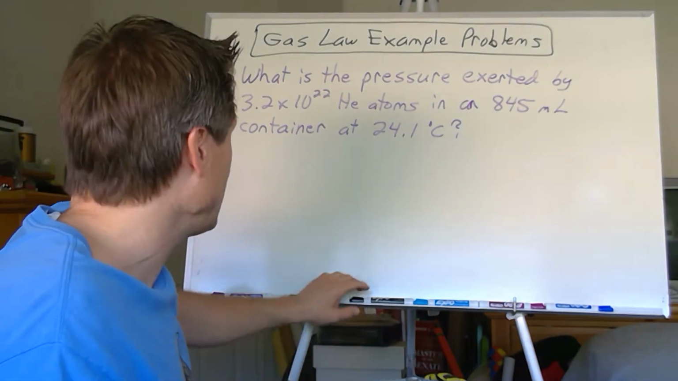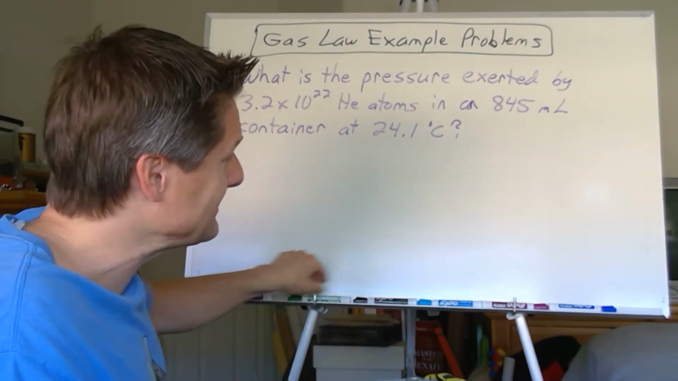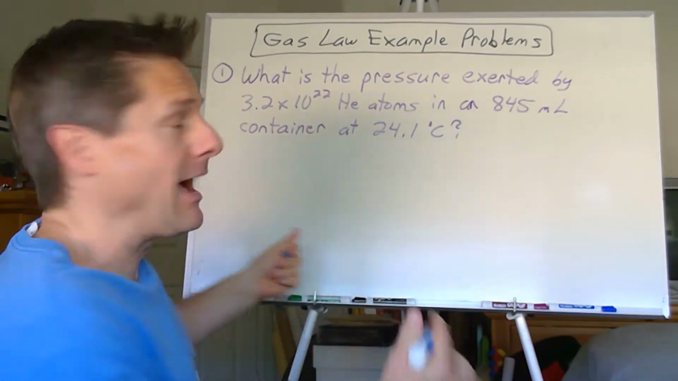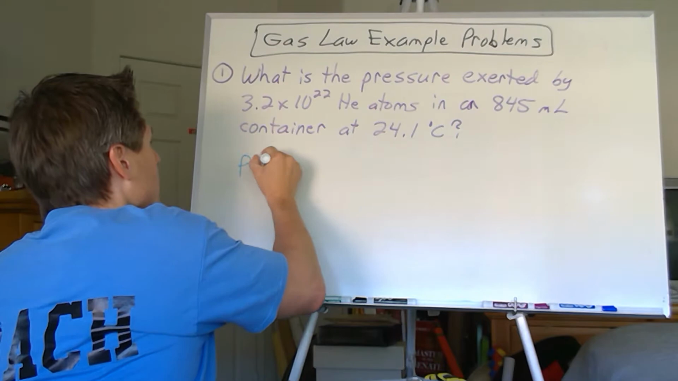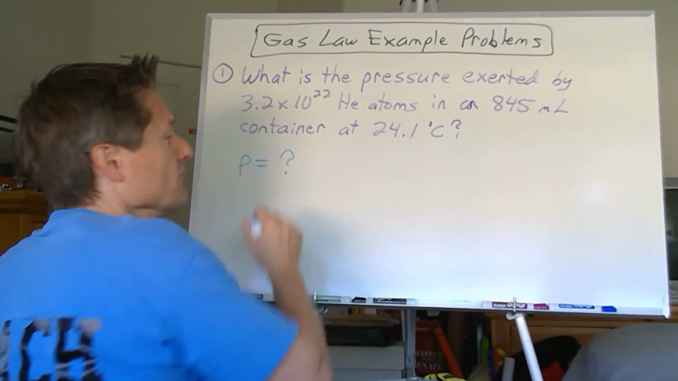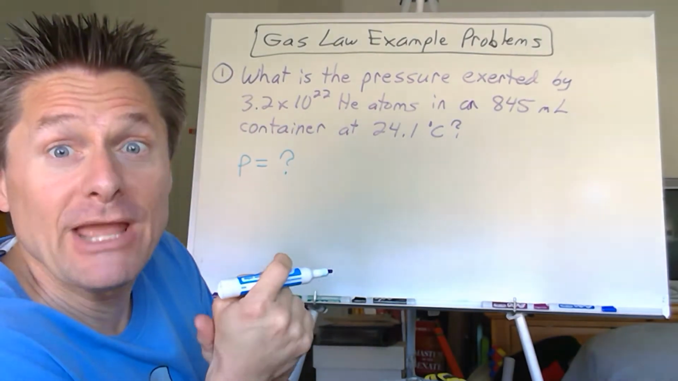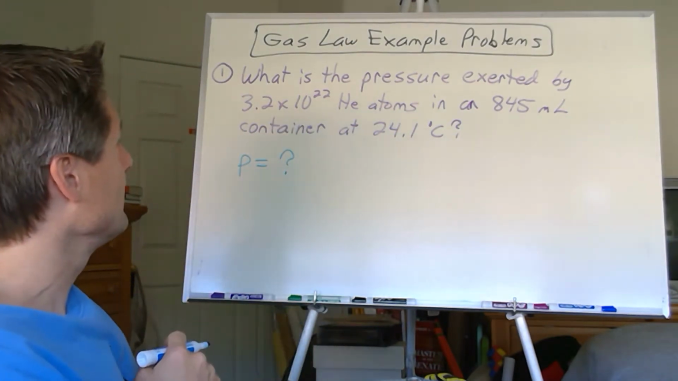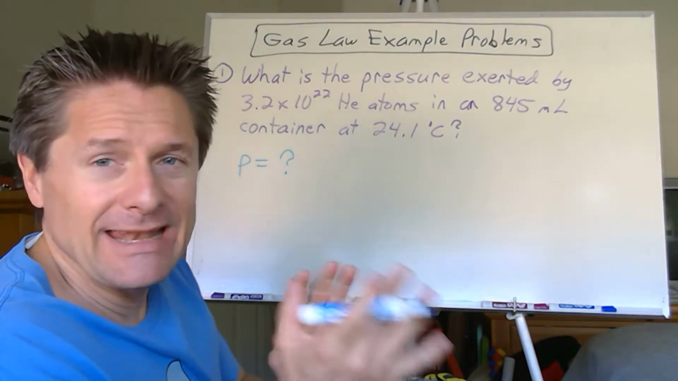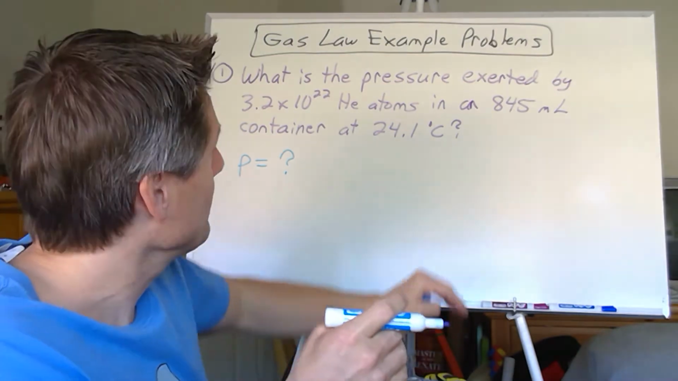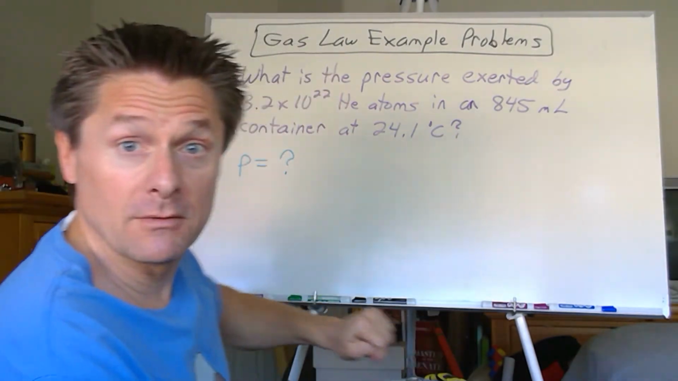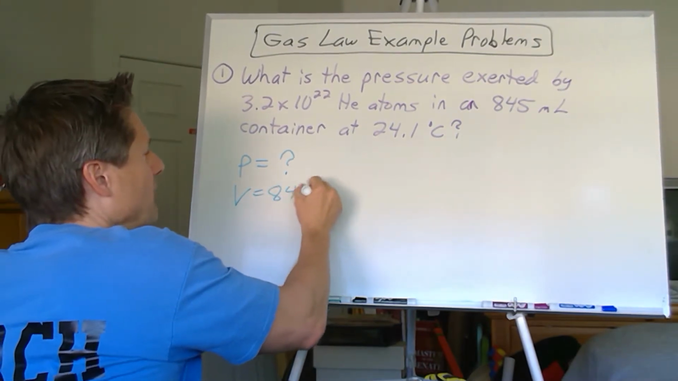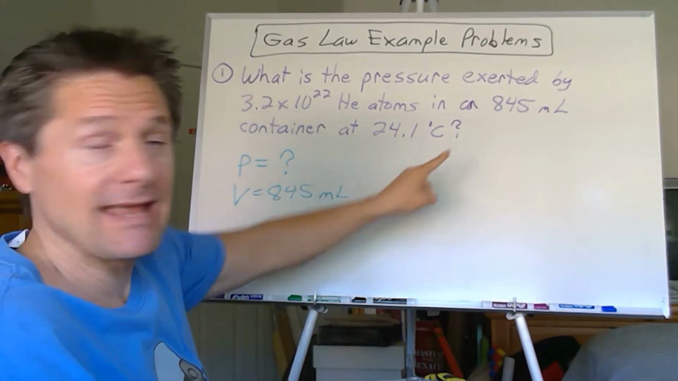So I'm just going to list out my information here and see what the question says. It says, what is the pressure? Obviously, I'm solving for the pressure. That's my key. It's probably going to be a gas law problem. That's how you recognize that. I've got atoms, so that's not anything in PV equals nRT directly. I've got a volume here. I've got 845 milliliters. I've got a temperature.